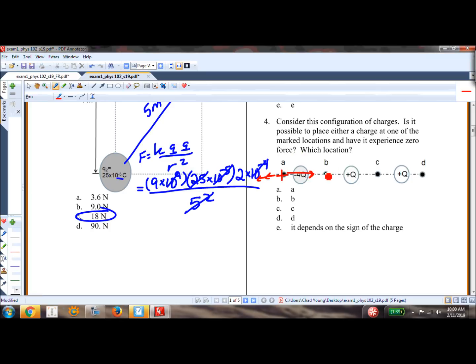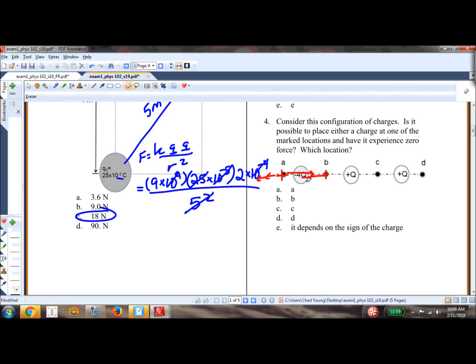And B, if I put a positive charge here, it's going to have a really big attractive force to that minus 4Q, and then repulsive forces there and there. So B is definitely not an option, that you cannot get any zero force there.